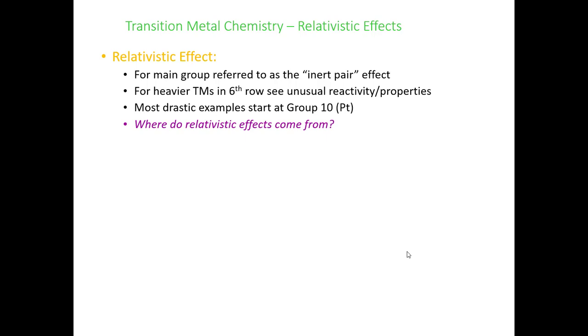Where do relativistic effects come from? Well, they come from the radial distribution of the 6s electrons. And you can see you have your five radial nodes, and the penetration of the 6s electrons close to the nucleus is what causes these phenomena.